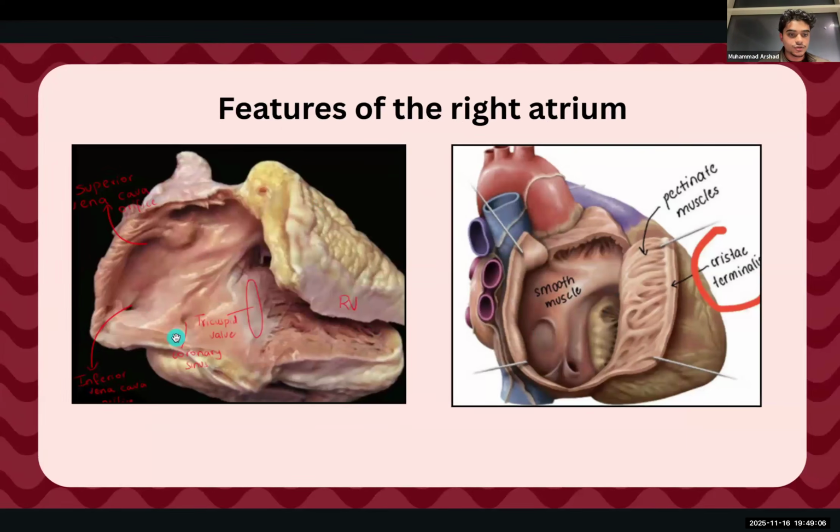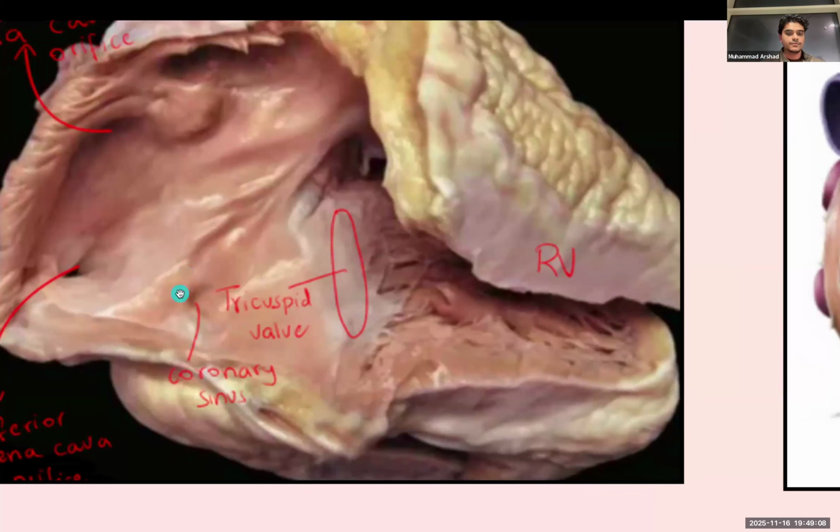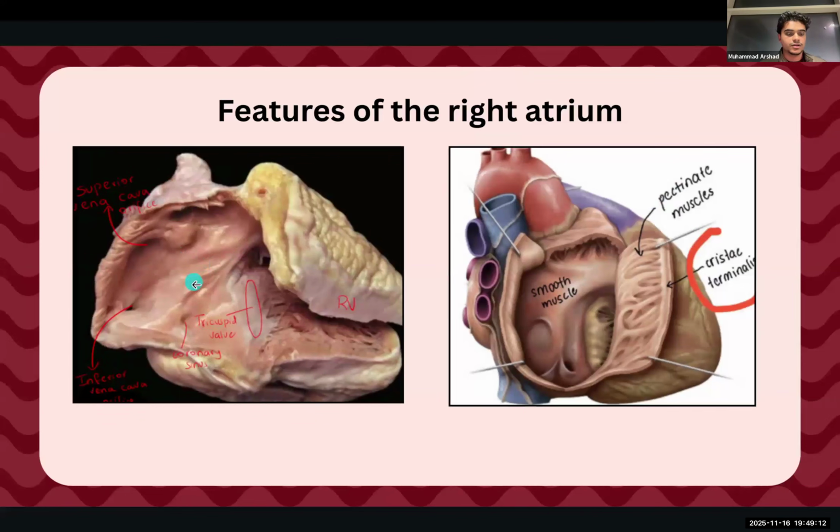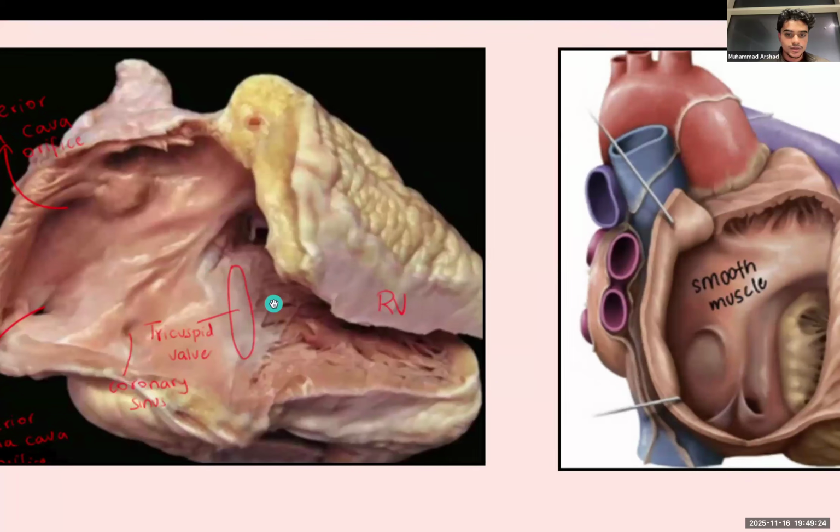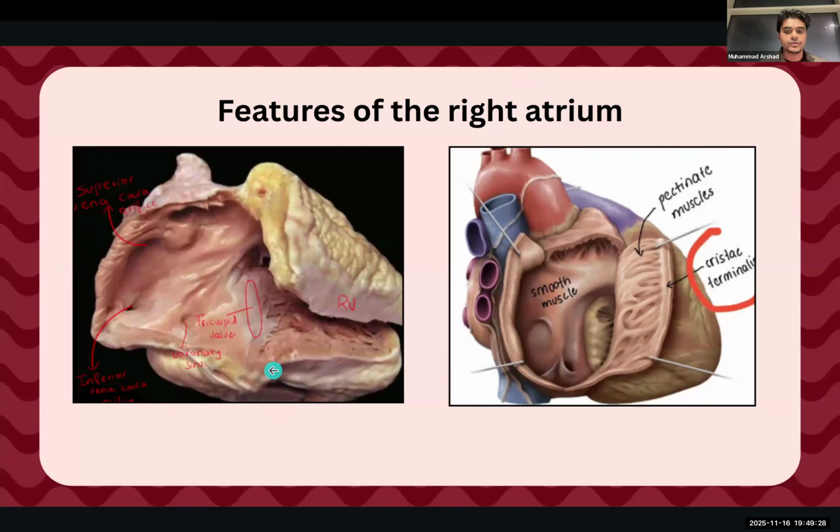Oh, yeah. And this is the coronary sinus I was speaking about, right? So the veins of the heart are going to drain into this, and they're going to drain directly into the right atrium. And this is the superior vena cava orifice, which is basically just where the superior vena cava brings blood into the right atrium. Same thing with the inferior vena cava orifice. And this is the right ventricle, and this is the tricuspid valve that helps support the atrioventricular orifice between the right atrium and the right ventricle.